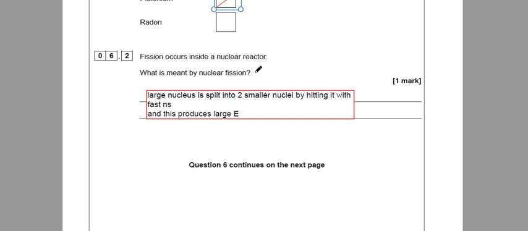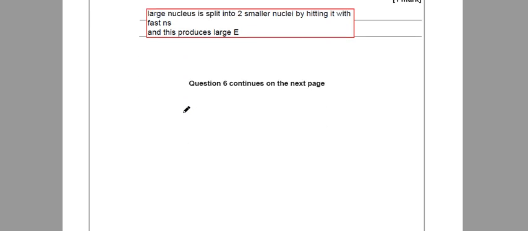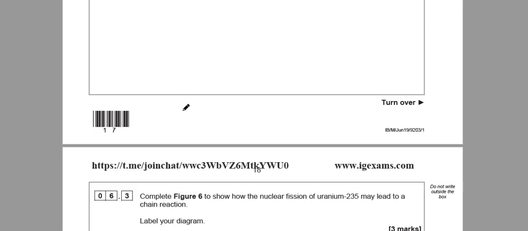What is meant by nuclear fission, which occurs in the reactor, means that a large nucleus splits into two smaller nuclei by hitting the large one with fast neutrons, and this produces a large amount of energy.